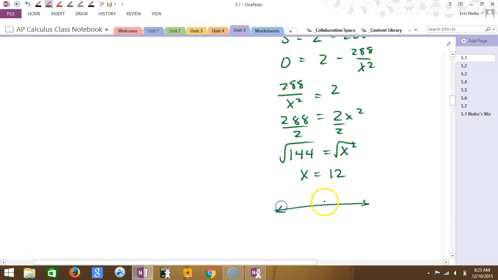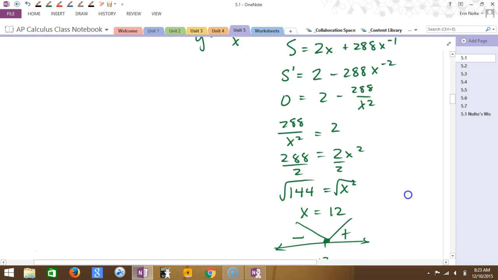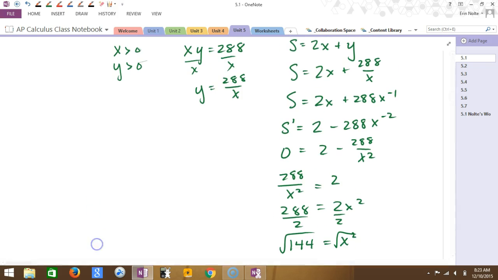Okay, I can do a number line to verify that this does in fact give me a minimum. So if I plugged in, let's say 0 into my first derivative, well, it can't be 0. So how about if I plugged in 1, it would be 2 minus 288, which is very negative. If I plugged in 13, that would be adding a number, so that would be positive. So you can see that this is in fact a minimum. So if my x value is 12, then I can plug this into here, and my corresponding y value would be 24.